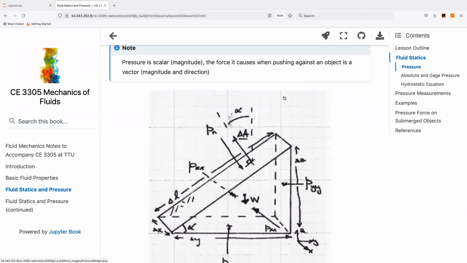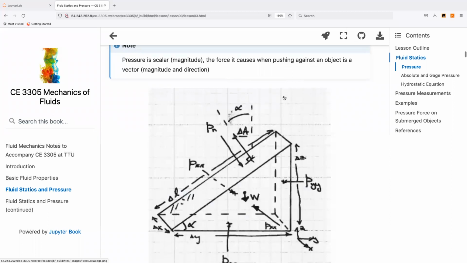The force that it causes, once pressure pushes on something, that force has direction. So that is a vector.